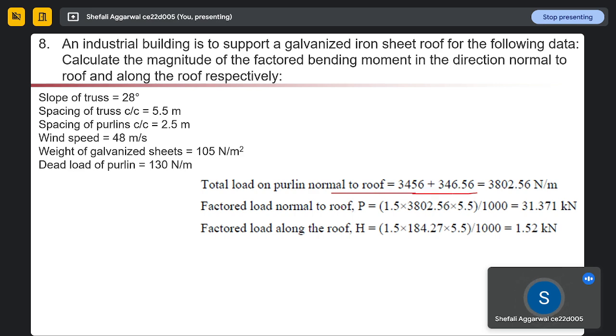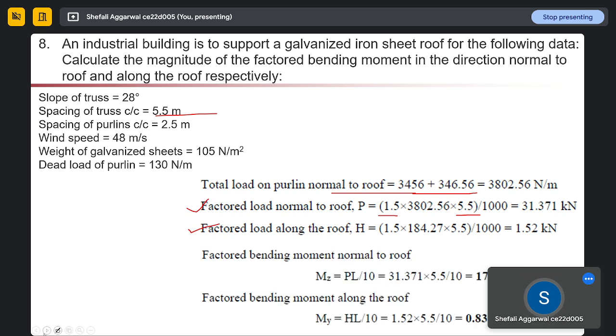Adding these two loads, then we will factor these two roof loads. Factoring means multiplied by gamma into center to center spacing, right? Center to center spacing is given as 5.5 meter. So using this, we are getting factored load in the direction and normal to the direction. And using our formula for the moment, wL squared by 10, we can get the bending moment normal to the roof and along the roof.